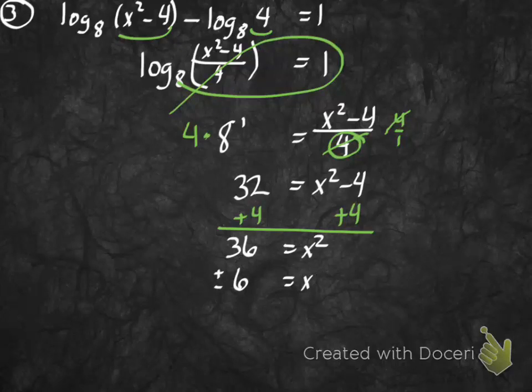So now we need to check, is a positive 6 and a negative 6 going to work in this situation? So let's go up to the top. If I have negative 6 squared, so negative 6 times negative 6, it'll be positive 36 minus 4. Is that going to be positive? If I have 6 times 6, 36, minus 4, it's still positive. So both those solutions, positive 6 and negative 6, work in this case. This is one of the two solutions.